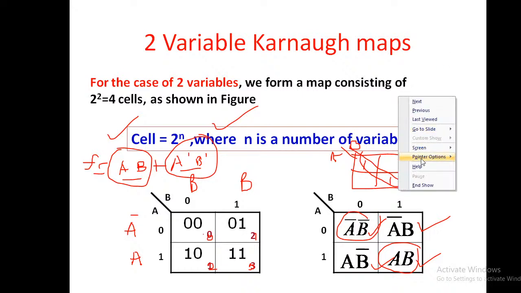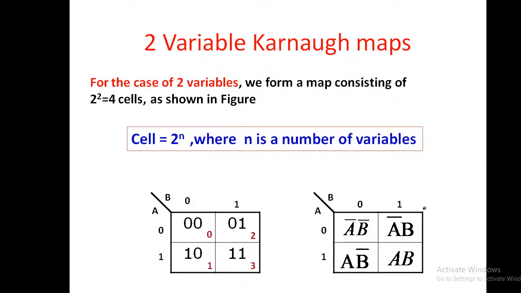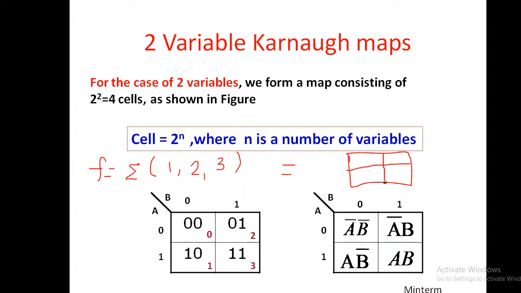Okay, so I'm erasing all these things. I think it is clear to you. So I am just taking another function, so it will be easier for you to understand. Suppose a function is 1, 2 and 3. Can you tell me how you will place it? In which position of the KMap are you going to place this?